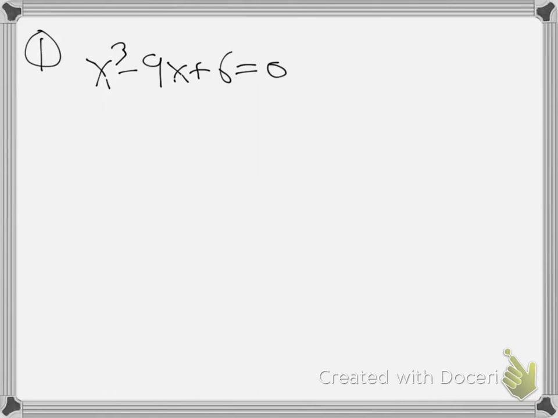A hush falls over the crowd, huh? You've got a method to get x alone, right? X alone. So we're going to get x alone, no x's anywhere else. That's what it means to solve, right?